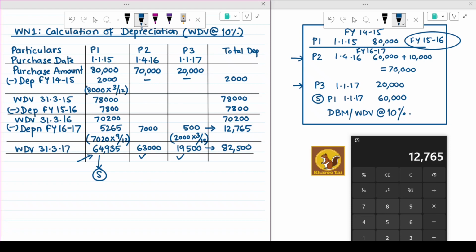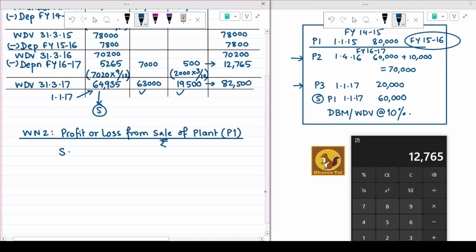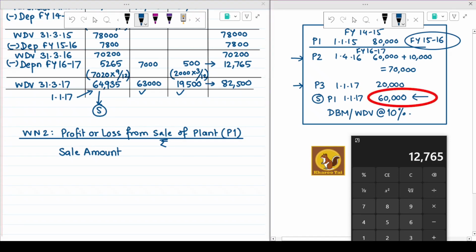This is plant 1 sold on 1st Jan 2017. So now we can do working note 2 for calculating what was the profit or loss on selling this asset. Working note 2, profit or loss from sale of asset, and that was plant 1, P1, right? And for calculating profit, we will need the sale amount. We have sale amount here. It was sold for 60,000.